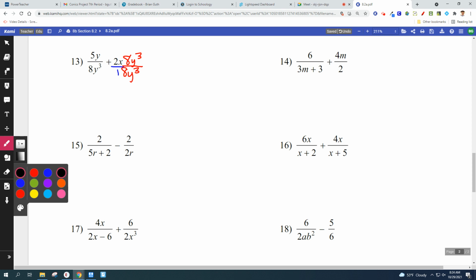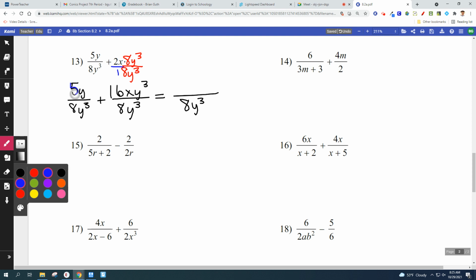a common denominator now. So if you think about it, you've got 5y over 8y cubed plus, and then this one is 16xy cubed over 8y cubed. Not bad. Okay. Honestly, we're not done yet though, right? Now I have fractions with a common denominator, and so I can combine them. I know my denominator now is 8y cubed.